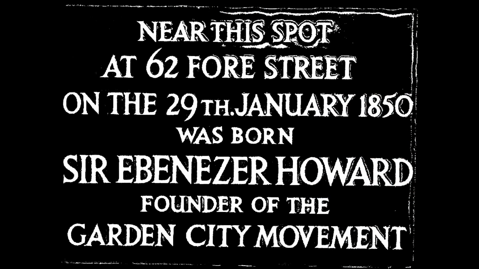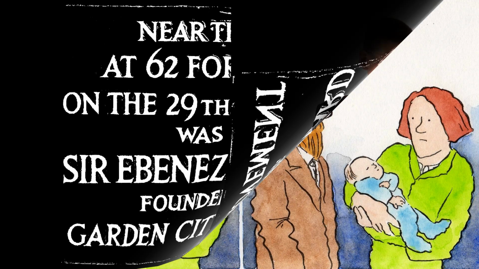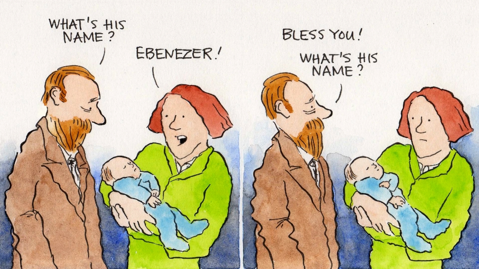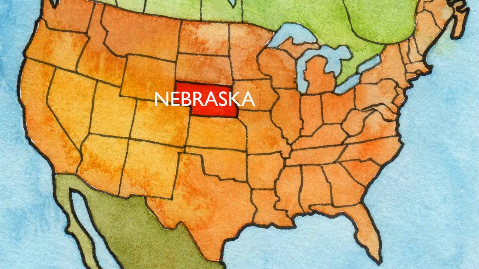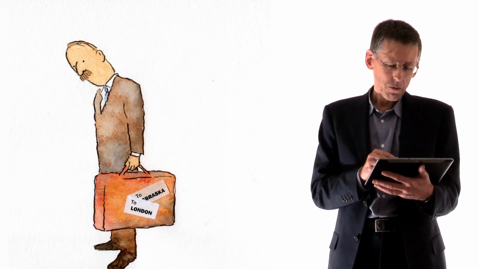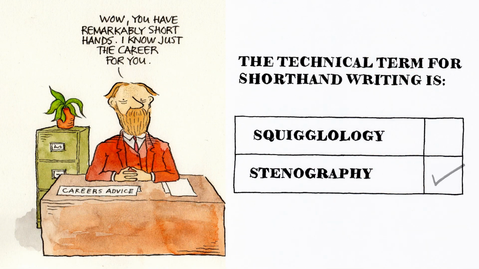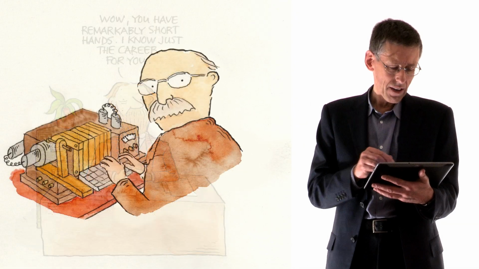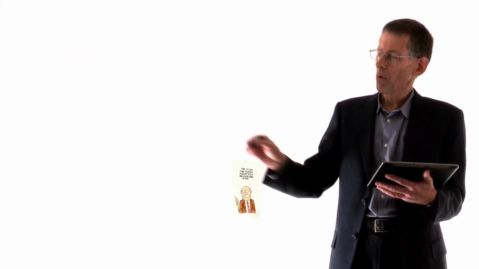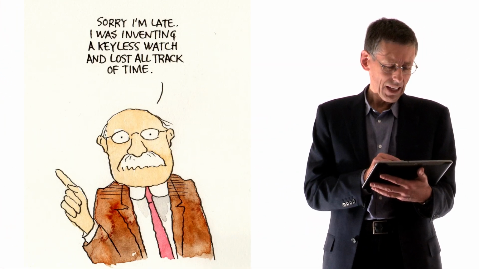Howard was born in London in 1850. When his parents first looked at their new baby, they said, "Well, that looks like an Ebenezer if ever I saw one." So that's what they called him. I'm guessing that's how it was. For most of his life, he achieved very little. He went to Nebraska and tried farming, but he failed and came home. He spent 20 years as a shorthand writer. He invented a stenography machine. It didn't work. He devised a new prototype. That didn't work either. He invented a keyless watch.